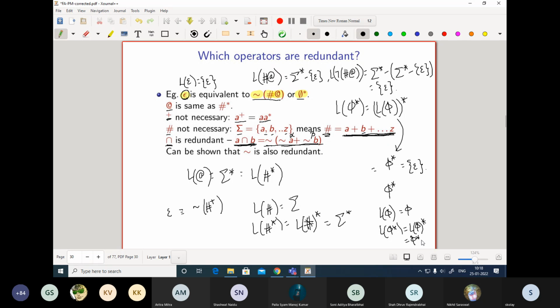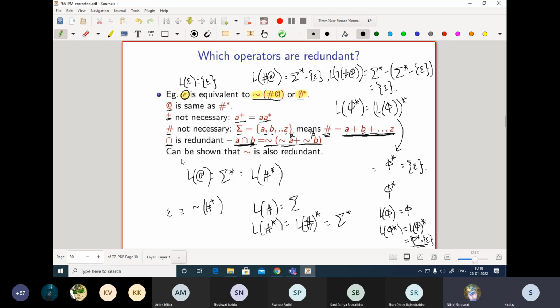Any language to the power 0 is epsilon, including phi. Phi star is epsilon. This is how it is defined. Recall the first or second lecture.